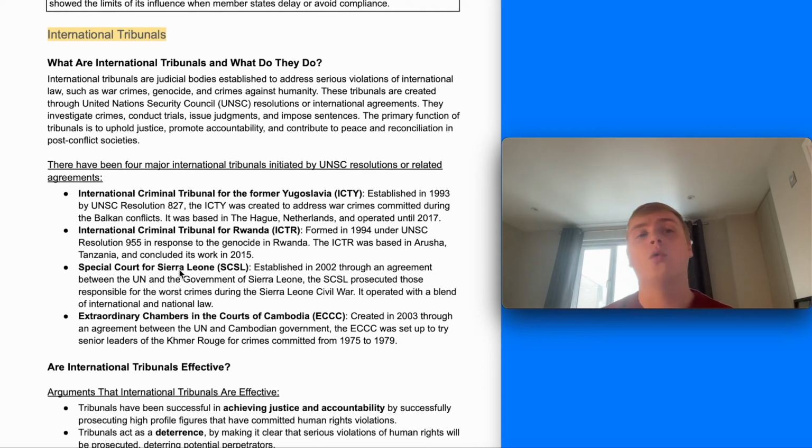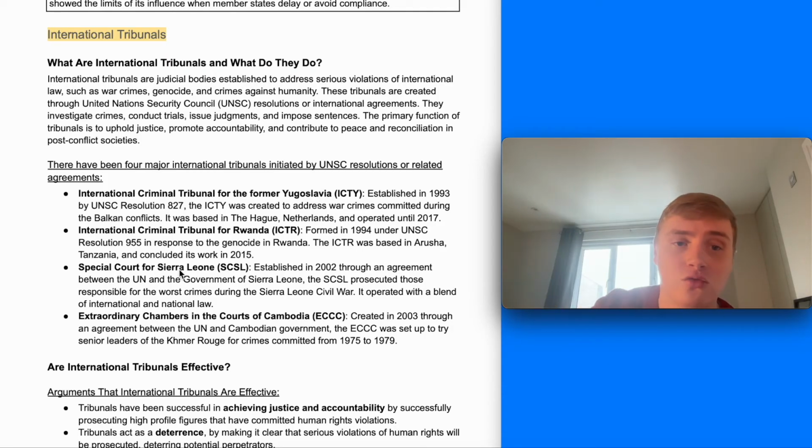The final type of court we're going to have a look at then is International Criminal Tribunals. They're judicial bodies that are established specifically to address violations of international law in specific cases. They're created through UN Security Council resolutions or international agreements, and they investigate crimes, conduct trials, issue judgments, and impose sentences. They're supposed to uphold justice and promote accountability in relation to a particular conflict. So there have been 4 major international tribunals initiated by the UNSC or related agreements.